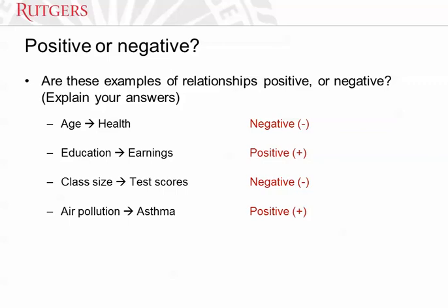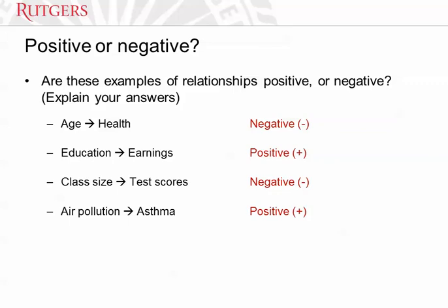Okay. Class size and test scores. Now that's a negative relationship. Larger classes lead to lower test scores. On the other hand, smaller classes lead to higher test scores. So large class, low test scores; small class, high test scores. That's a negative pattern, right? A negative relationship.